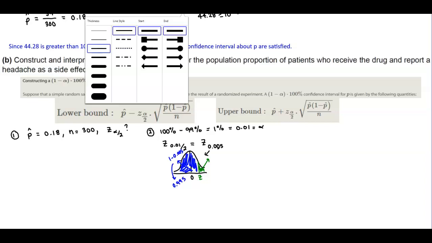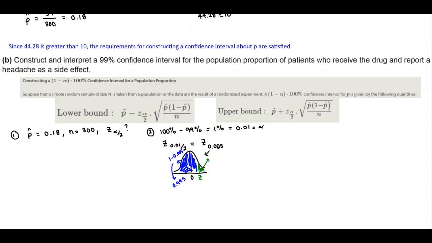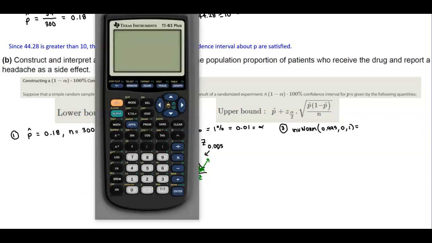Okay, now we're going to use technology. We're going to use StatCrunch and the calculator to be able to find this z-score. So we know that if we use INV norm, the area to the left is 0.995. We know that we have a mean of 0 and a standard deviation of 1. So let's go ahead and put that in our calculator.